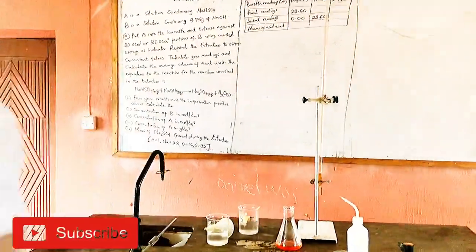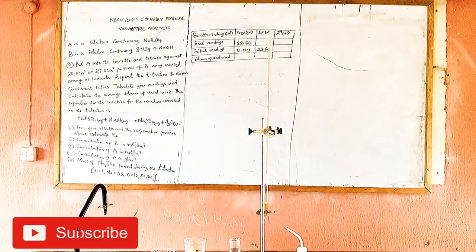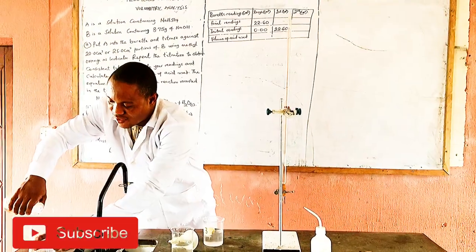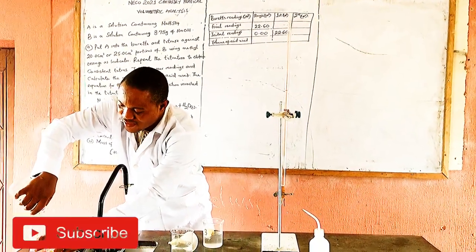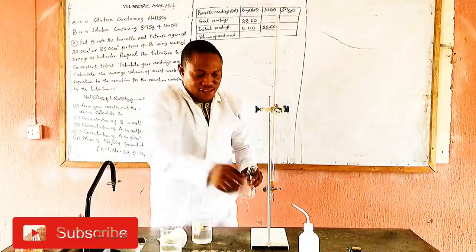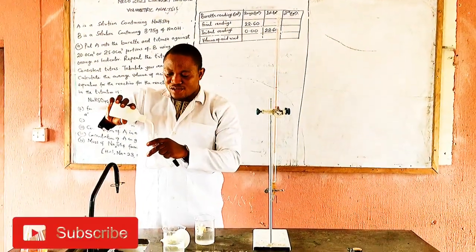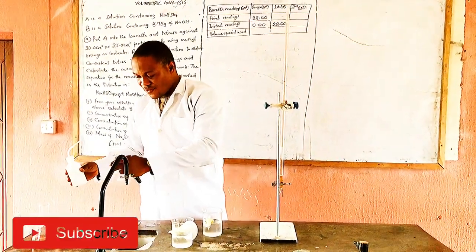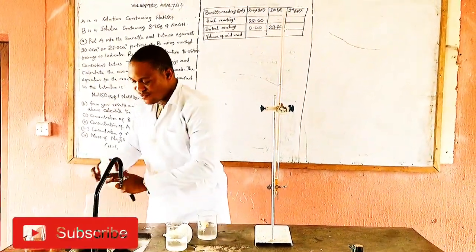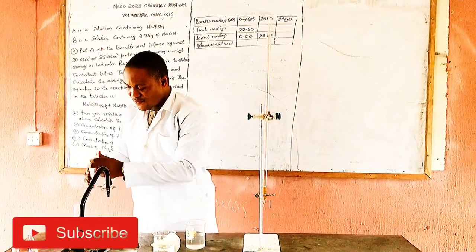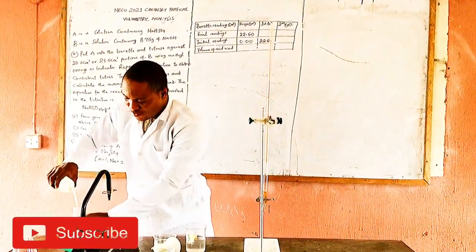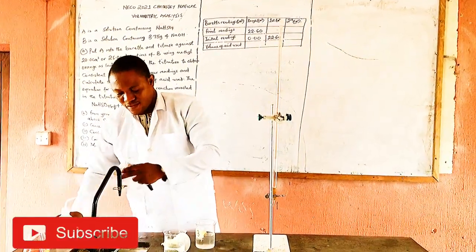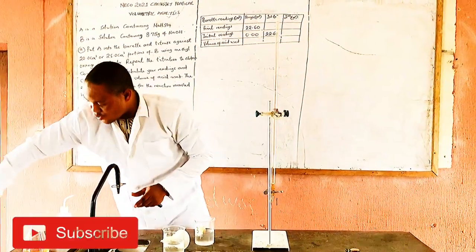Let me pour this here. I'm done with this already. This is water. Let me wash, because I'm doing the second one immediately. Wash it, and open this, so that I wash this particular one with water already.